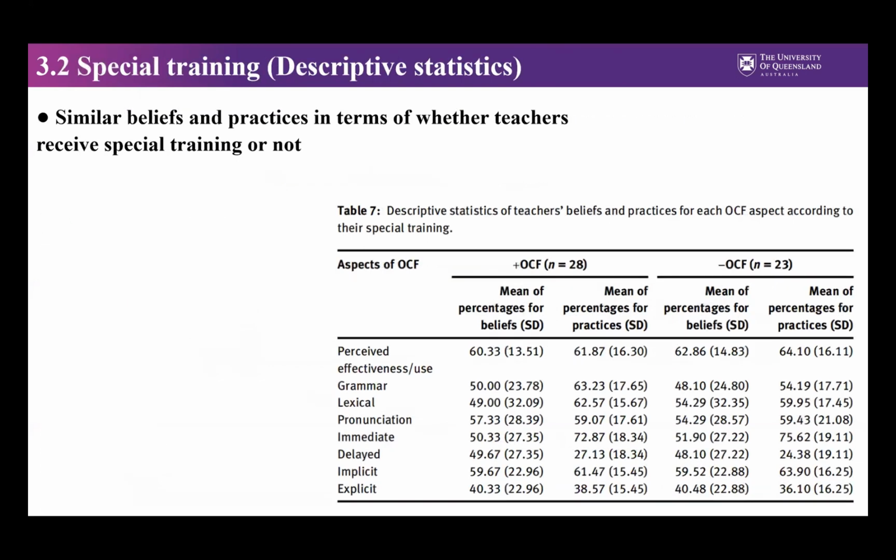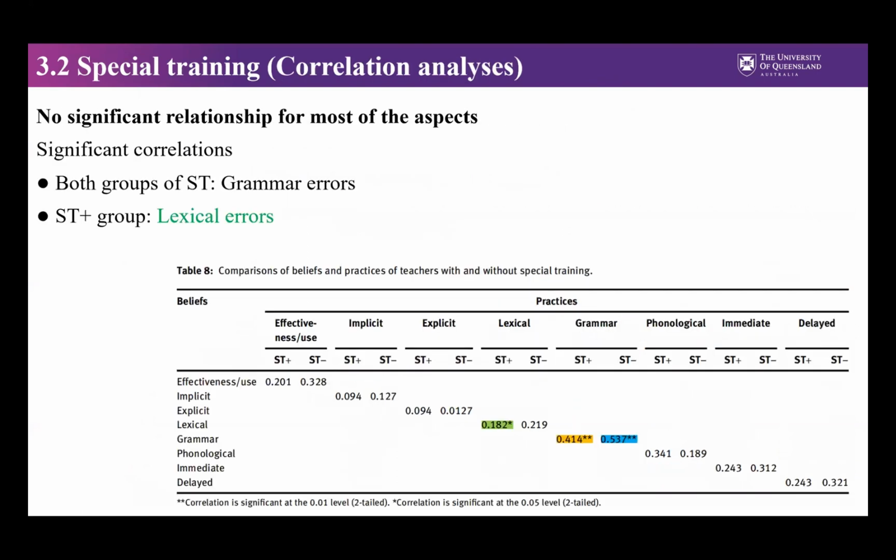Special training: the table below reviews similar beliefs and practices in terms of whether teachers receive special training or not. The results of this descriptive analysis are similar to the ones from the last factor of educational backgrounds. And as well, the relationship between beliefs and practices was not consistent for most of the aspects, according to special training. Significant relationships can also be found, but just a few. That is, oral corrective feedback for lexical errors in the special training group, and grammatical error treatments for both special training and non-special training groups.